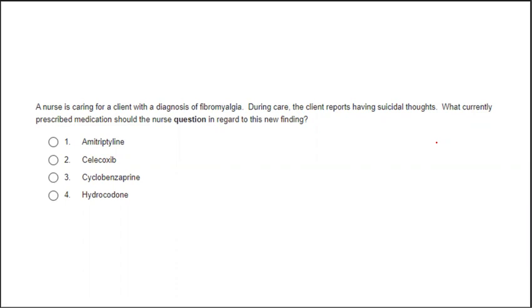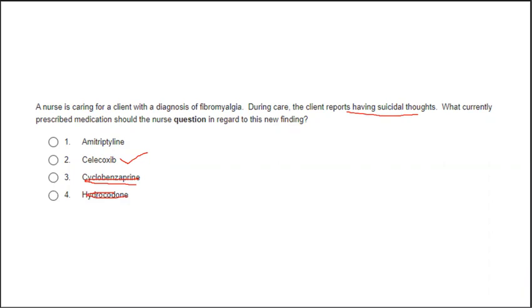Okay, so again, we have our celecoxib. So which class of medication would your celecoxib be? That would be a non-steroidal anti-inflammatory. Again, this doesn't have any effect with suicidal thoughts. We have also cyclobenzaprine. This would be more of a muscle relaxant. And we also have hydrocodone. Again, with your hydrocodone, it would be a narcotic analgesic. So again, this would not have any relationship with the suicidal thoughts our patient is having.